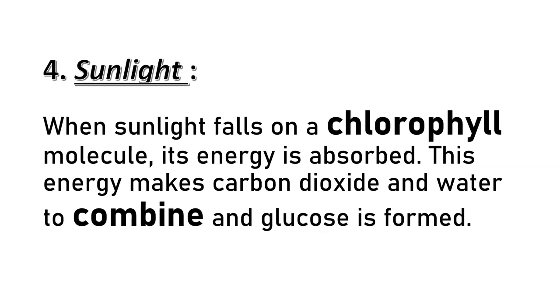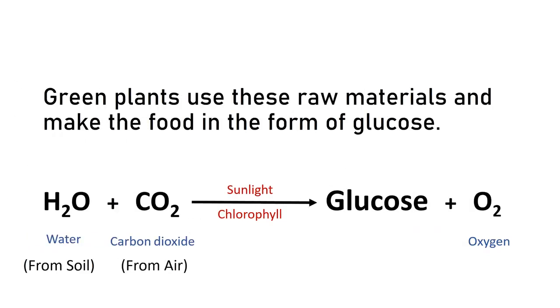Fourth and last raw material is sunlight. When sunlight falls on a chlorophyll molecule, its energy is absorbed. This energy makes carbon dioxide and water combine and glucose is formed. Green plants use these raw materials and make their food in the form of glucose.